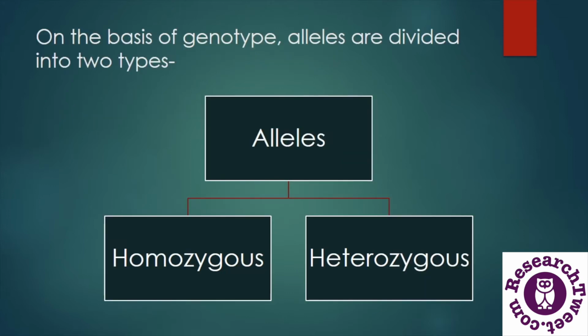The second categorization of alleles is done on the basis of genotype. The alleles are divided into two types, the homozygous alleles and heterozygous alleles, which are also known as homozygous genotypes and heterozygous genotypes. When a pair of alleles are the same, they are known as homozygous genotypes. On the other side, when the pair of alleles are not similar, they are considered heterozygous alleles.